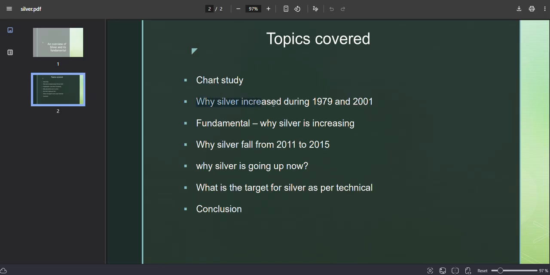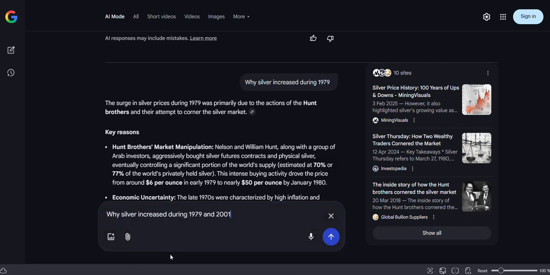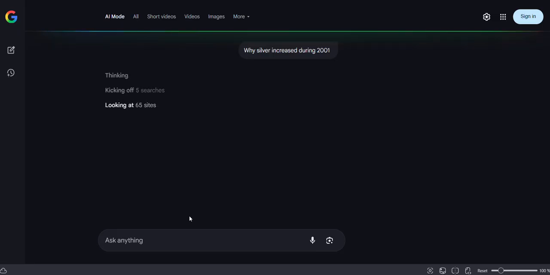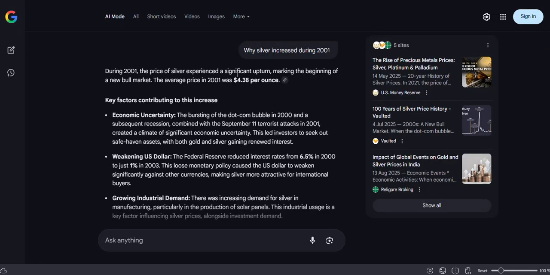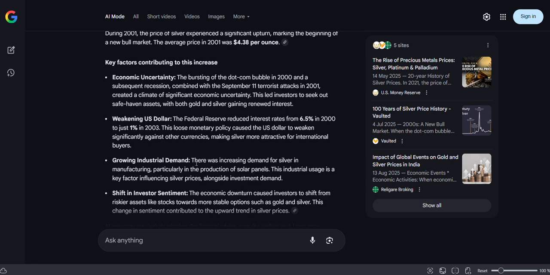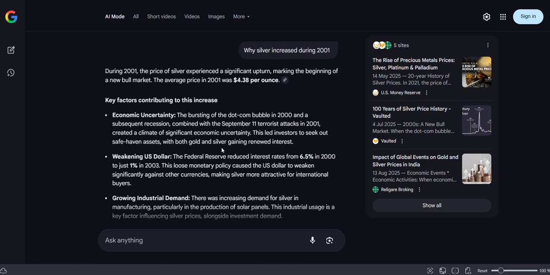Then we will go into the second one, which is 2011. We'll look into why it increased then, so we will have clarity. Why did silver increase during 2011? During 2011 there was a significant uptrend. What exactly happened was economic uncertainty, weakening of the US dollar, and growing industrial demand. So now you understood why it increased.